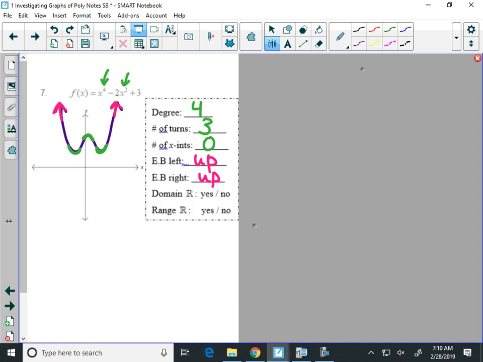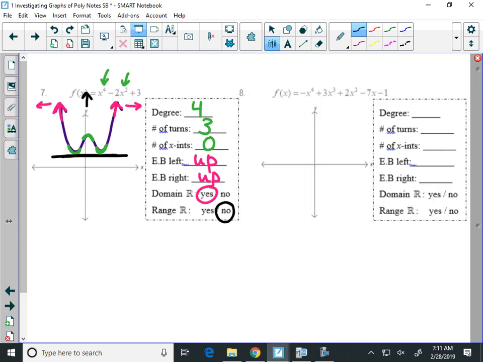My domain, my x's. Well, the arrow is going out in the left and right direction, both of them forever, so yes, it has a domain of all real numbers. However, this time my graph goes up forever, the arrows both point up, but it looks like I stop at the bottom, I don't go down forever, so my range is no.